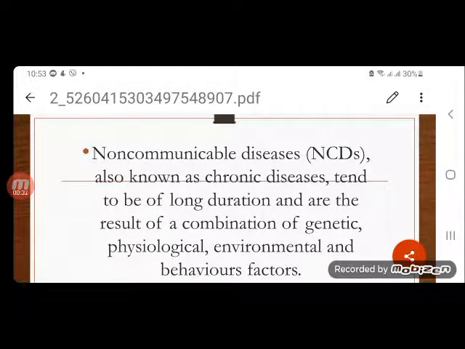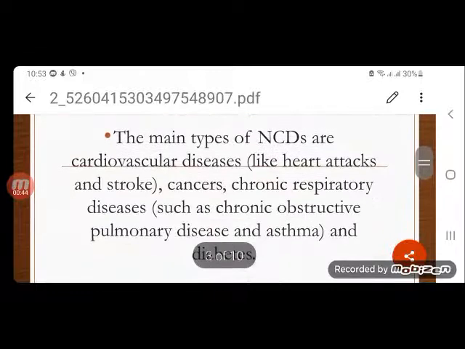Non-communicable diseases tend to be of long duration and are the result of a combination of genetic, physiological, environmental, and behavioral factors, which are the determinants of these chronic diseases. The main types of non-communicable disease are cardiovascular disease, with examples like heart attack and stroke, and ischemic heart disease, unstable angina, cancers, chronic respiratory disease such as chronic obstructive pulmonary disease and asthma, and also diabetes.